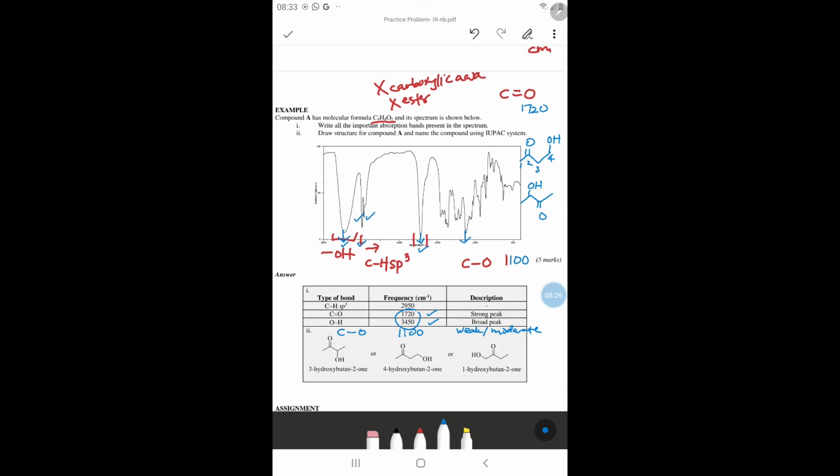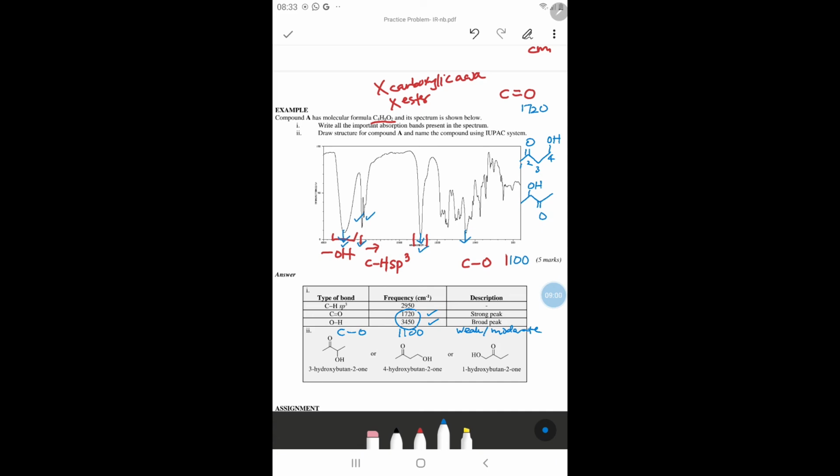If you draw this structure, also can. That's why the answer for this spectrum can be 3-hydroxybutan-2-one, 4-hydroxybutan-2-one, or 1-hydroxybutan-2-one. It doesn't matter, as long as the number of carbons is correct and the types of bonds present are correct with your spectrum. But if you put aldehyde, it's wrong, because there is no CH aldehyde. CH aldehyde is very easy to spot, around 2800 and 2700.